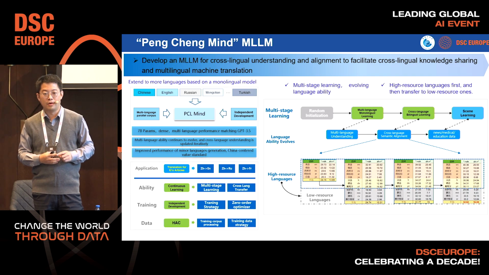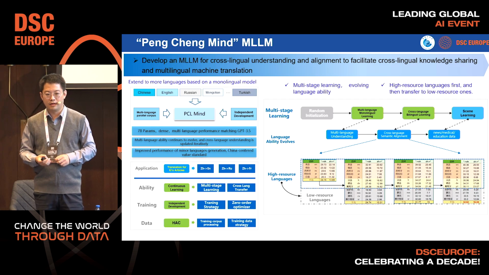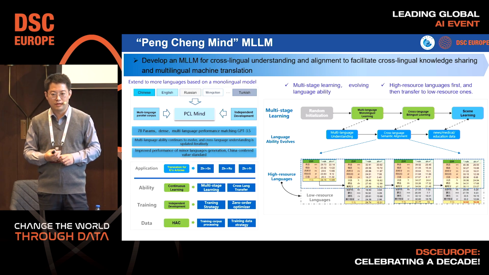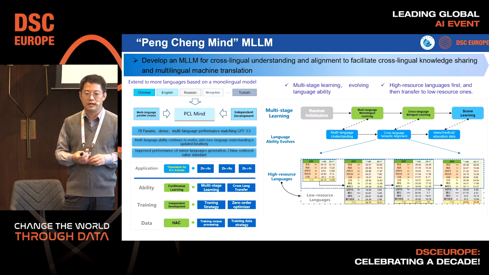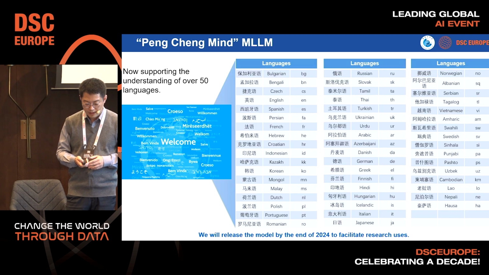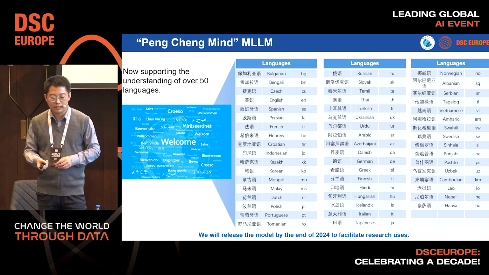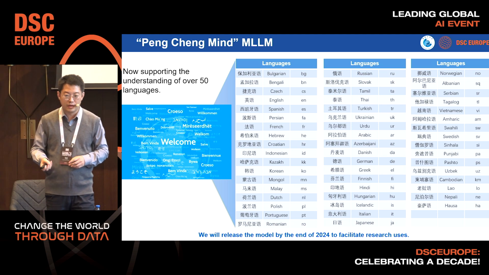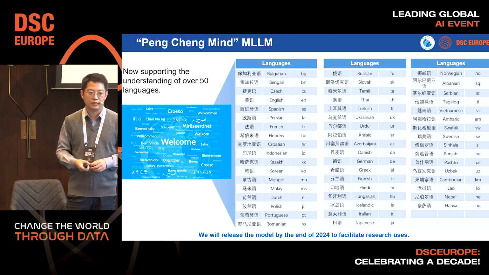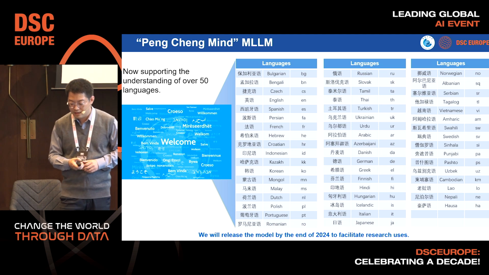The first one is to build a monolingual one. And the second process is to add more monolingual and bilingual text to the monolingual model and to further pre-train the model. So in our experiments, we use a Chinese language model developed by ourselves and add over 50 other languages. Now the model is called Pengcheng Mind. It now supports the understanding of over 50 languages, and we will release the model by the end of this year to facilitate research use. And also, there is the Serbian language.